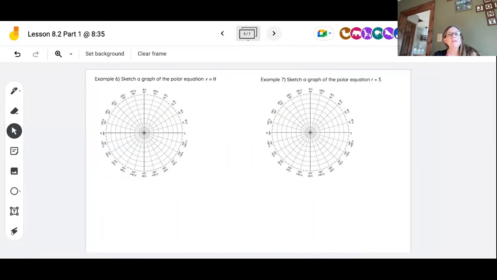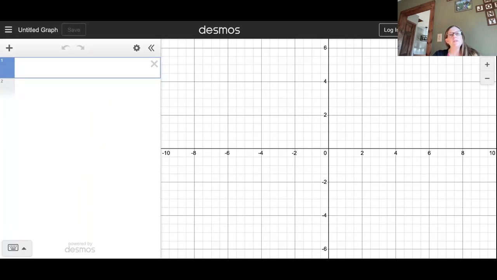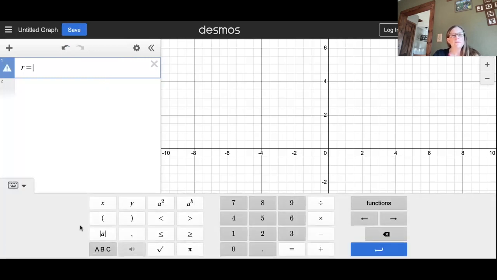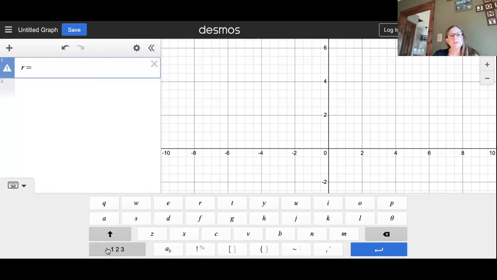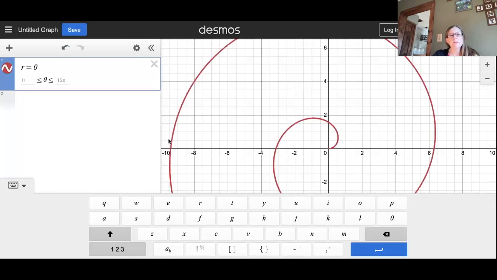Part 6 is asking us to sketch the graph of the polar equation r is equal to theta. And we're going to grab Desmos to do that. And I'm going to come back to here so we can fill in some notes a little bit. Let me share this tab instead. And I'm going to say r is equal to theta. So I need to find theta in my ABC button. Here it is, right above the backspace.